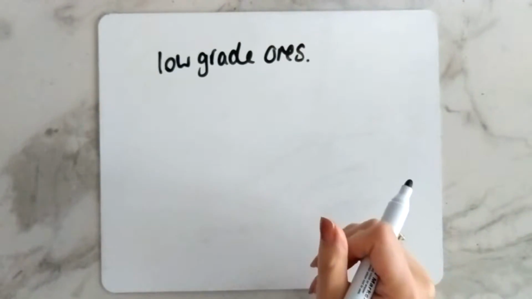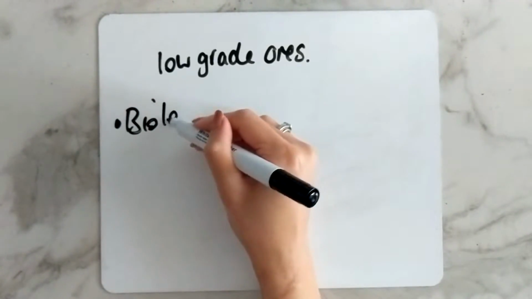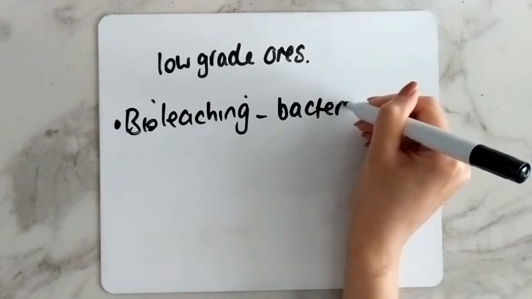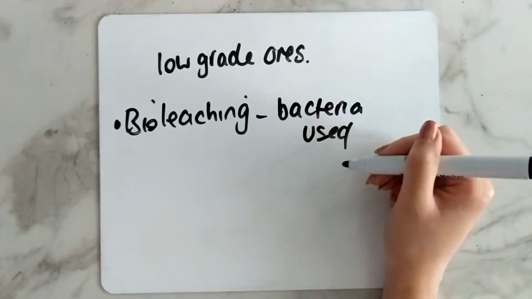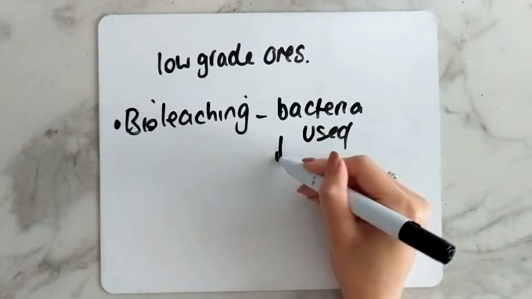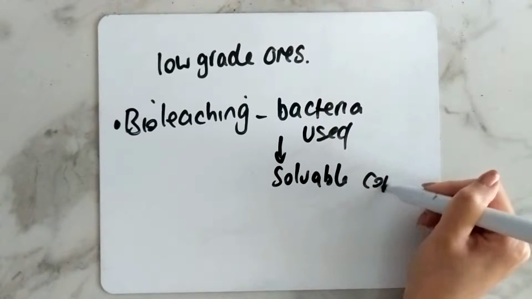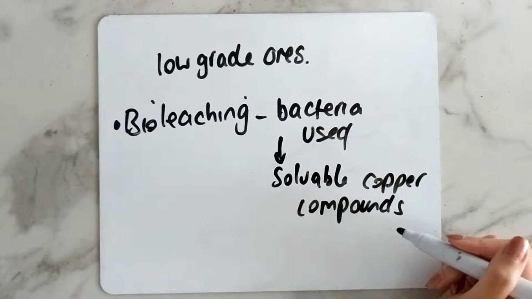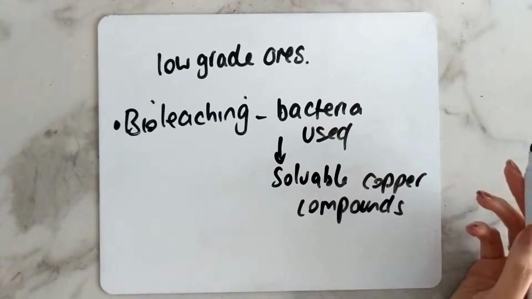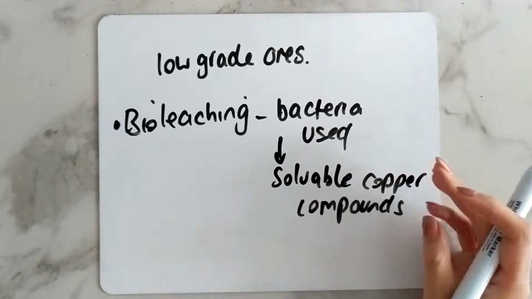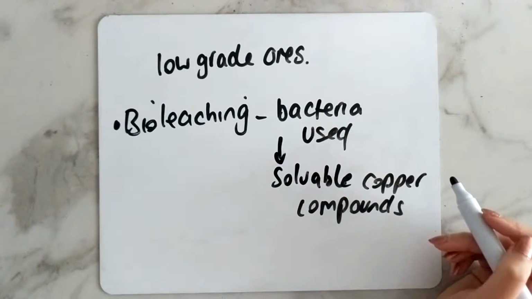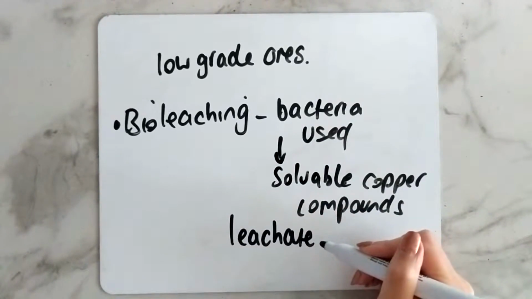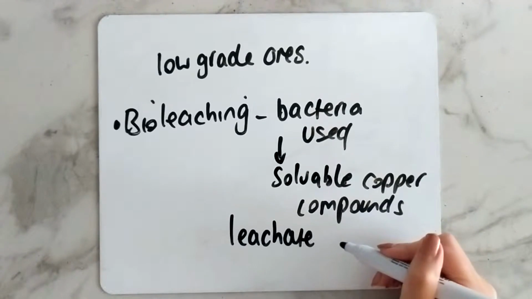Low grade ores, and there's two ways of doing this. The first one is called bioleaching, and this is where bacteria are used. So bacteria are used to convert the copper compounds in the ore into soluble copper compounds, and soluble means it can dissolve in solution, separating out the copper from the ore in this process. So dissolving it in solution basically extracts that copper from the ore. The leachate is basically the solution produced by the process, and it contains copper ions.